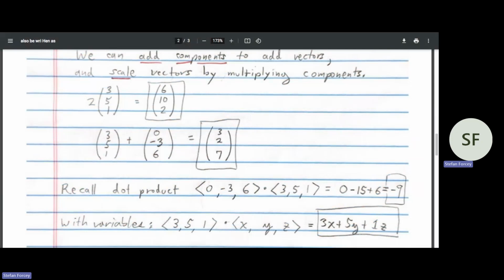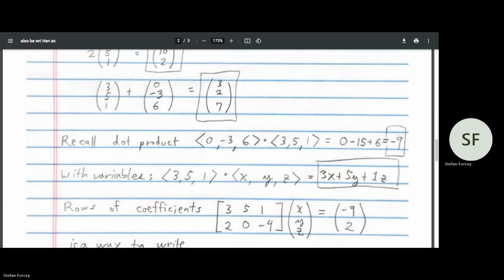You can do a dot product with variables too, of course. Just let variables stand for the components x, y, and z. And then you notice that we have seen dot products. If you take the dot product of 3, 5, 1 with x, y, z, you get 3x plus 5y plus 1z. And that looks just like the left-hand side of a linear equation. So that means that we'll be able to use this idea to describe linear equations.